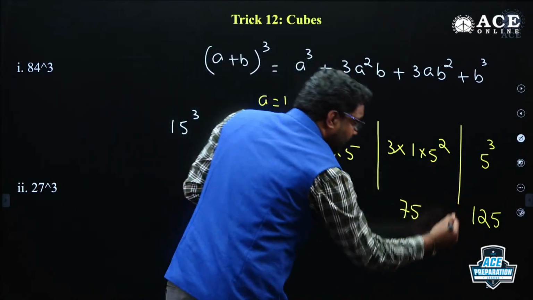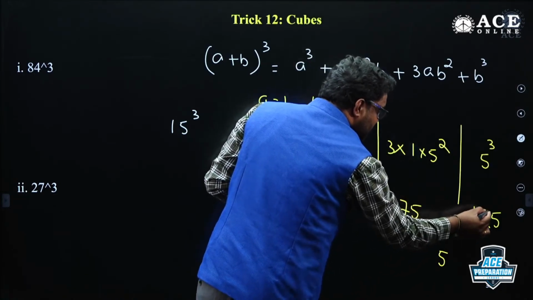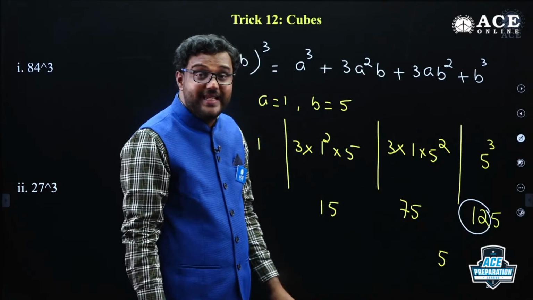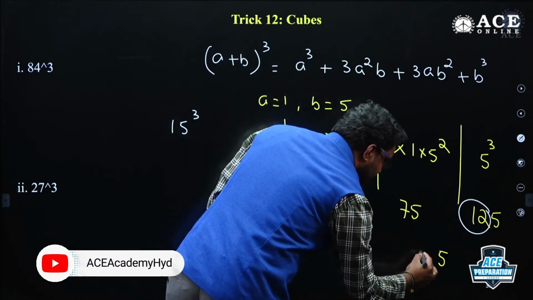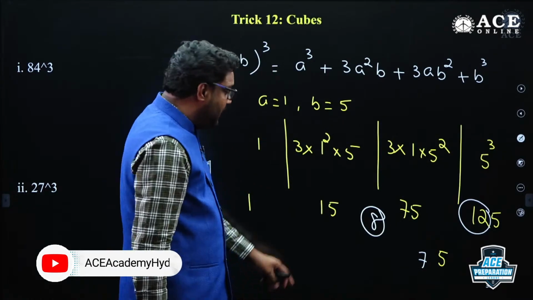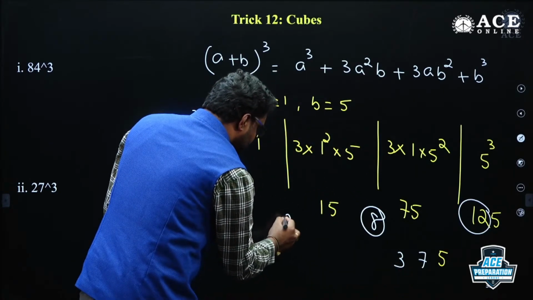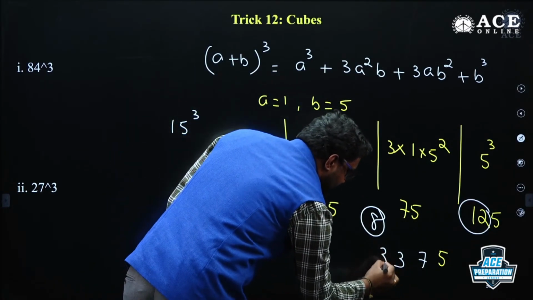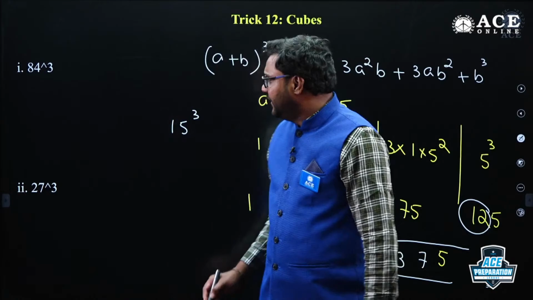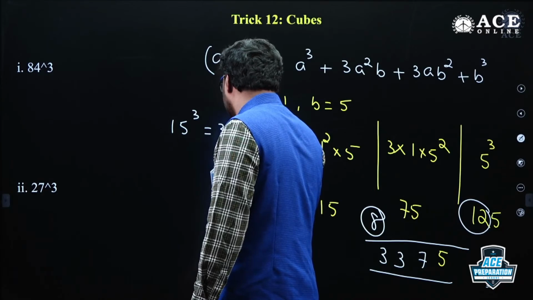Now see, here you take 5 only, and this 12 is carry forward. 75 plus 12 is 87. Take 7 here and 8 as carry. 15 plus 8 is 23. Put 3 here and 2 carry. 1 plus 2 is 3. This is 3,375. So 15 cube is nothing but 3,375.